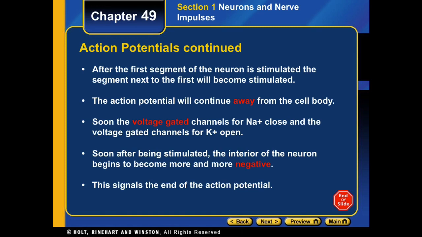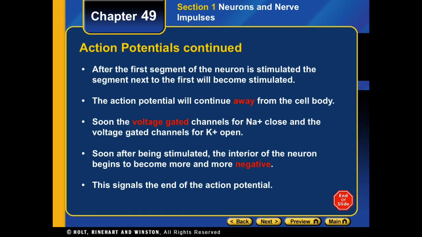The action potential is continuing away from the cell body. Soon, the channels that are allowing the sodium ions in are going to close. Okay, so they're only open for a little bit while that impulse is coming through. As soon as that impulse comes through, those sodium channels are going to close, and then the potassium channels, there are potassium ions there as well, those are going to open. And so then potassium is going to leave the cell. And so the whole point of that is we're going to get the cell back to resting potential.